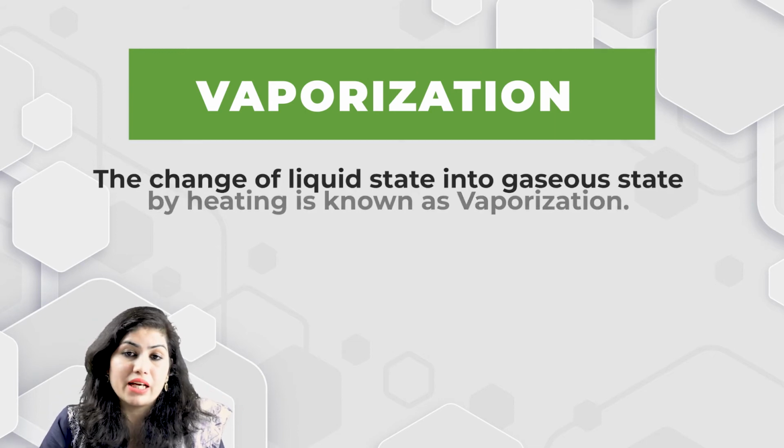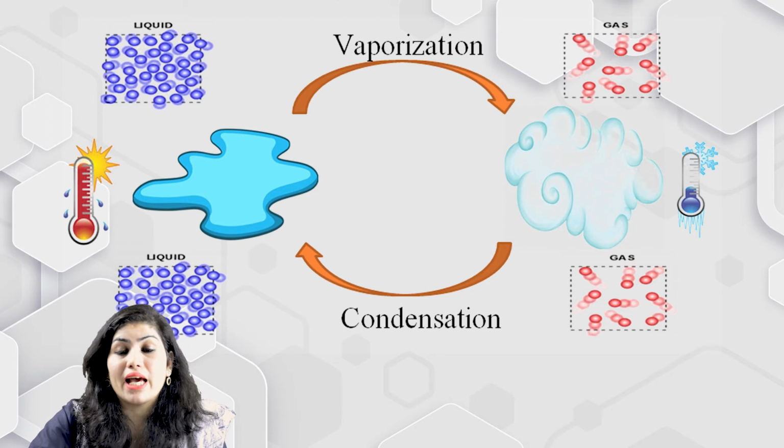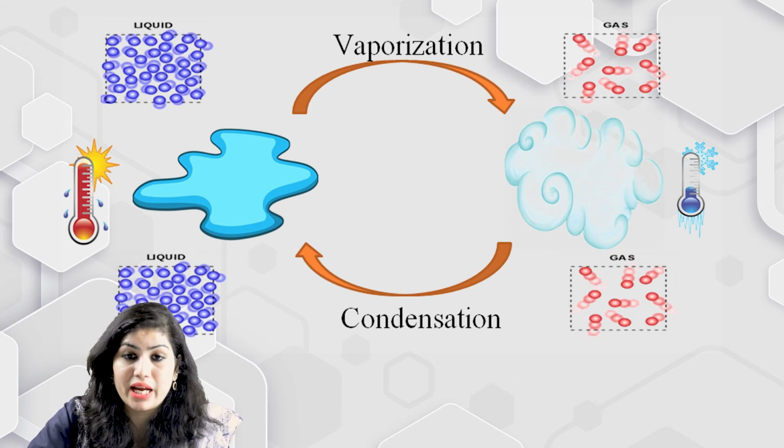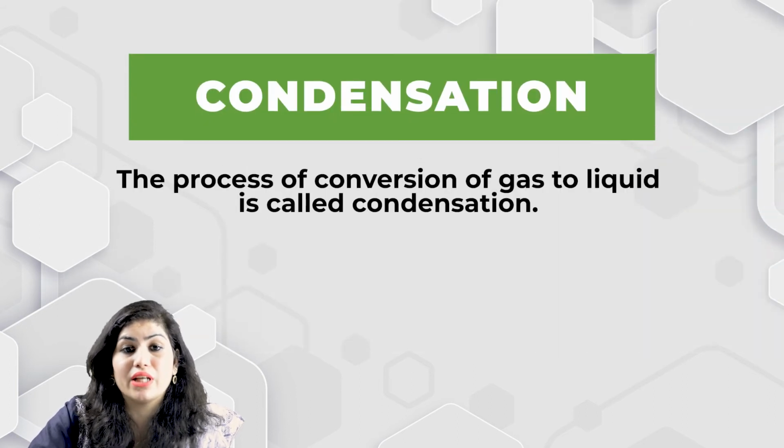What do you think? Is it possible to change water vapors or gas into liquid again? Yes, it is. When a gas is cooled down, it can be changed into a liquid again because the particles become dense and come closer to each other in a cold atmosphere and then they turn into a liquid again. This process of changing gas into liquid is known as condensation.